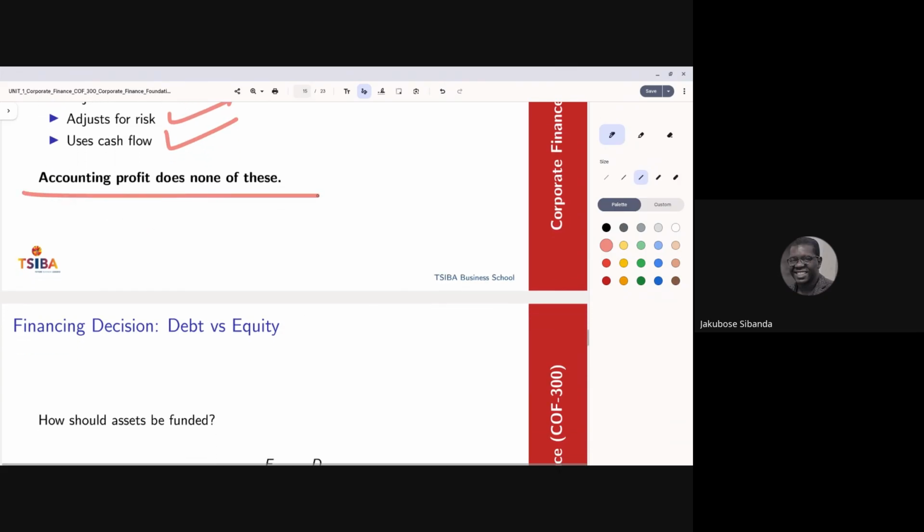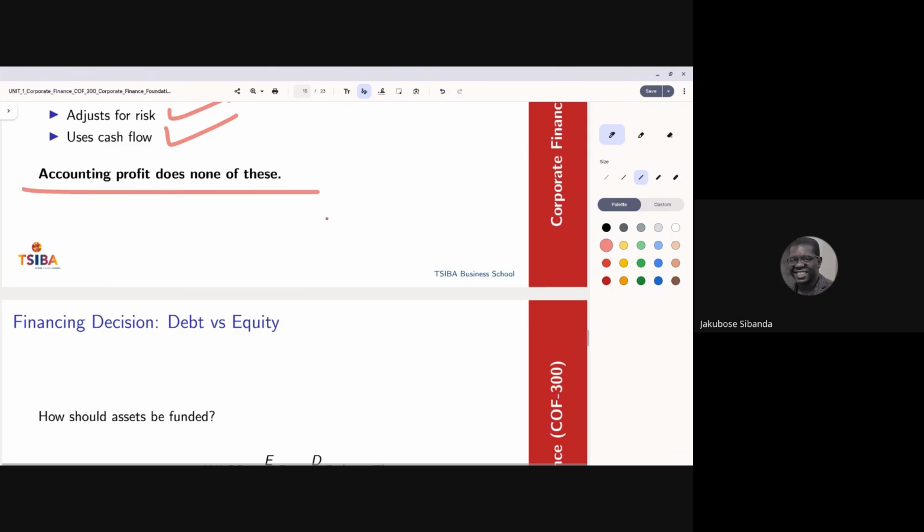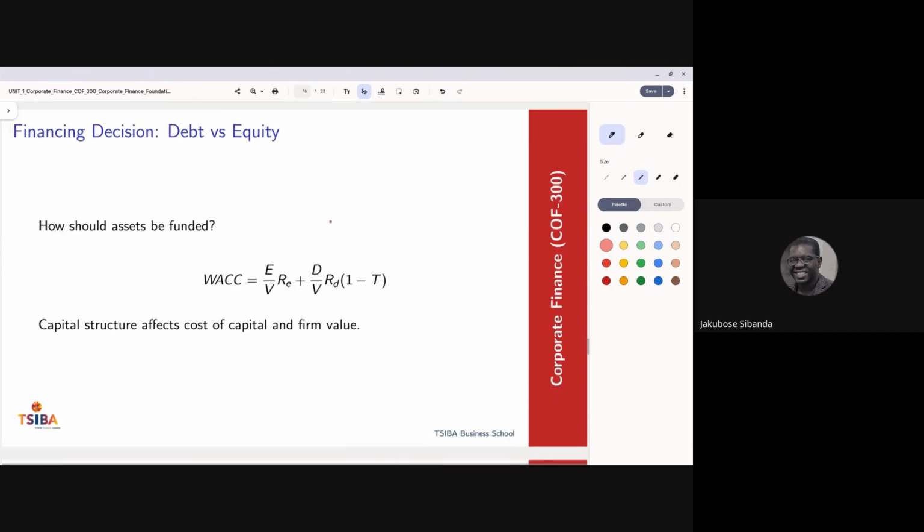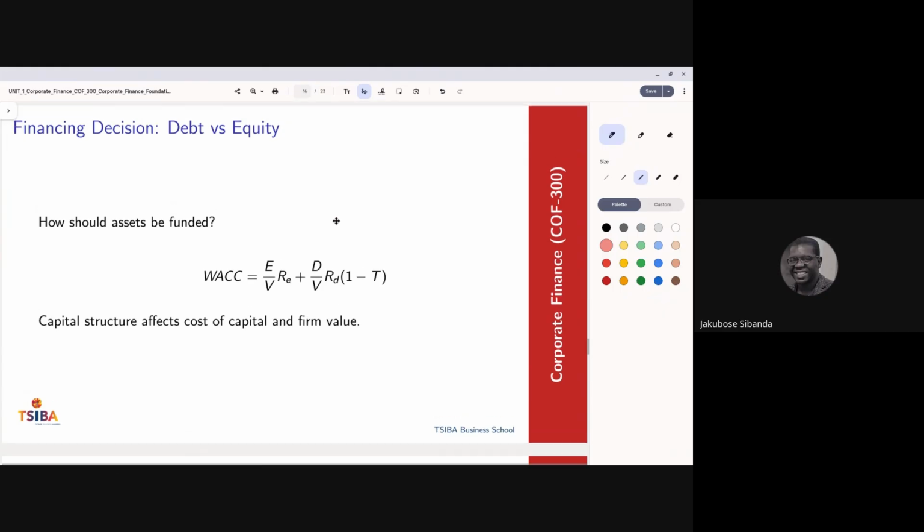But profit does none of this. So this statement here is very important. The other thing that is important is the financing decision. So when we talk about the financing decision, you talk about the WACC.